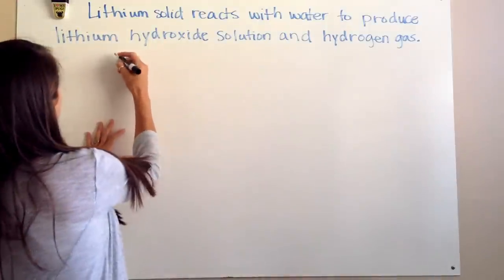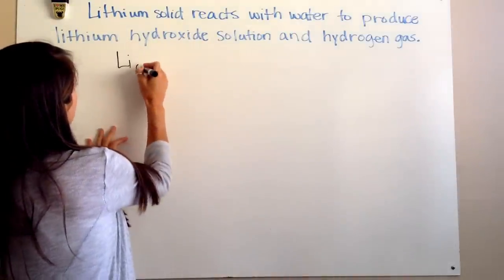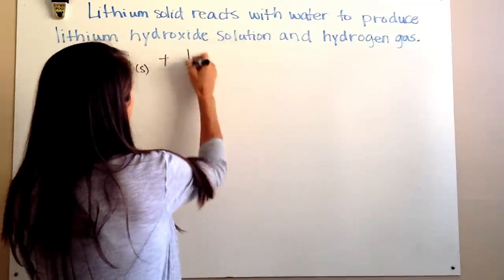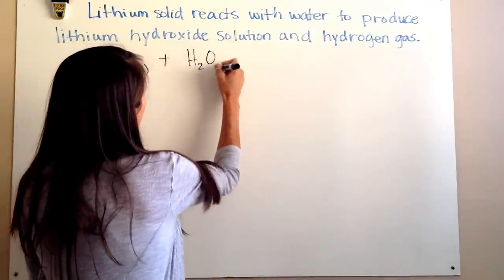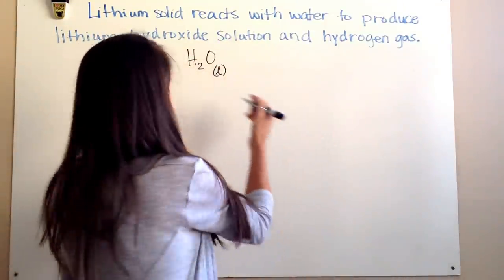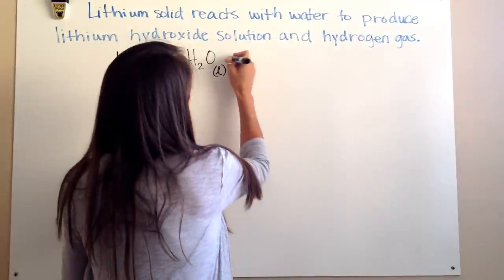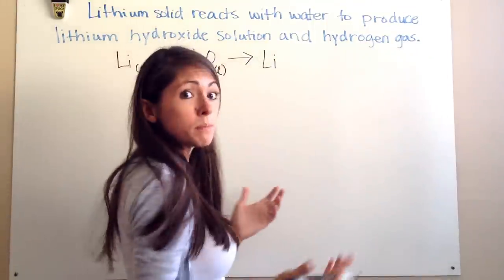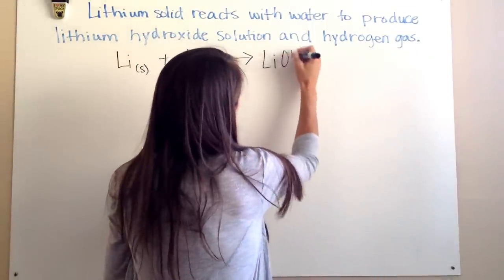Lithium solid is going to be Li, and we're going to put an S here to indicate it's solid. It reacts with water, which is H2O, and since it doesn't say anything else, we're going to assume it's liquid, to produce lithium hydroxide, which is a polyatomic ion, that's OH.